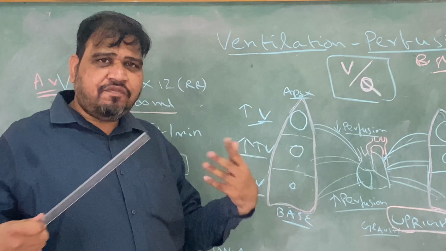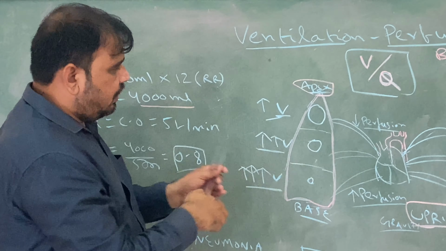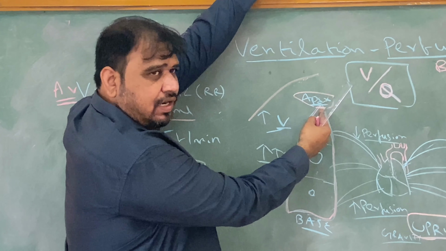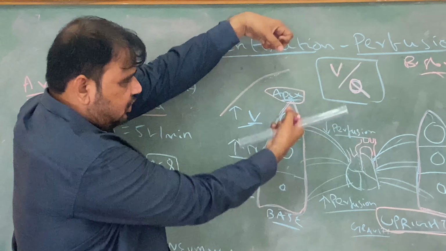The reason is mechanics of respiration. Here you imagine in the apex, the chest wall which is above, I am not drawing the thoracic cavity. The chest wall will be going upward, whereas the pleural lining in the lung will try to push the lung downwards.